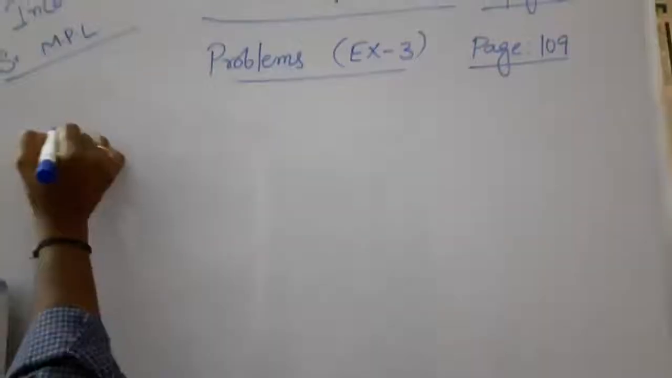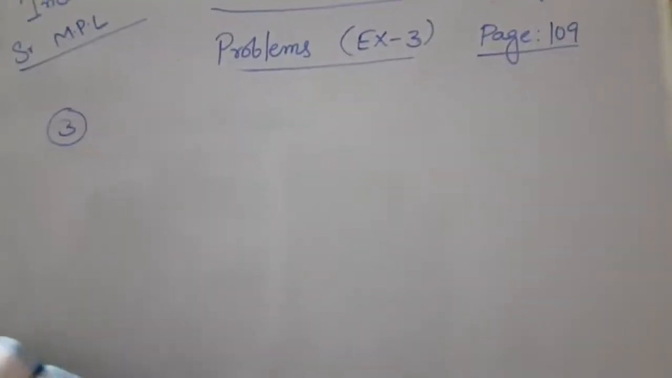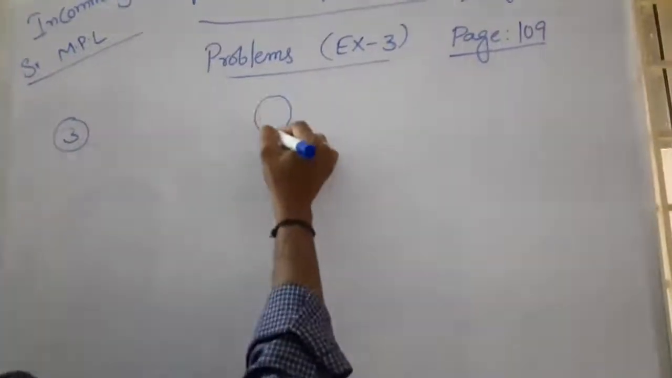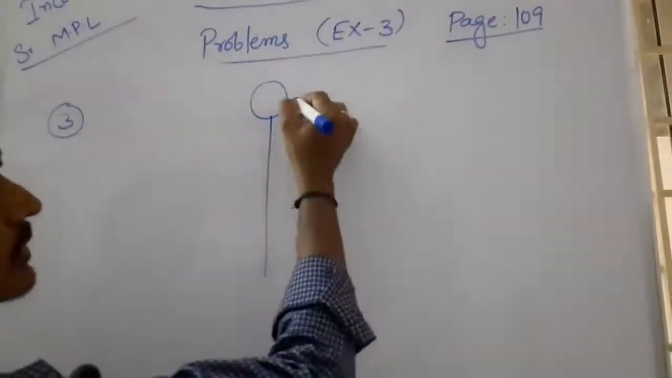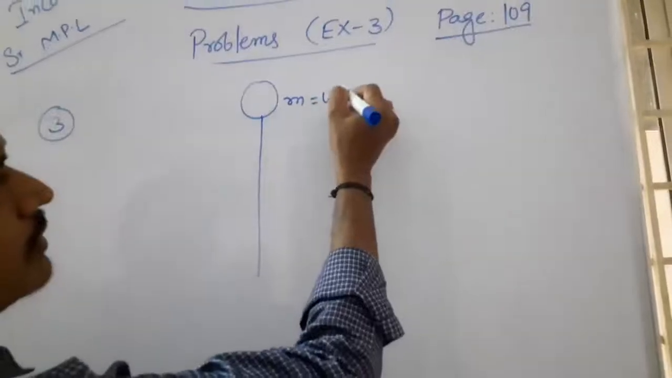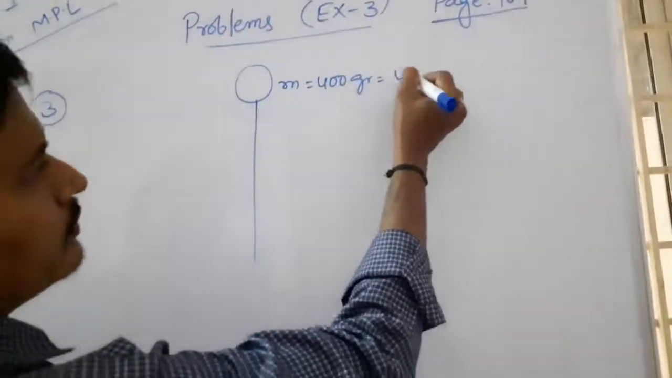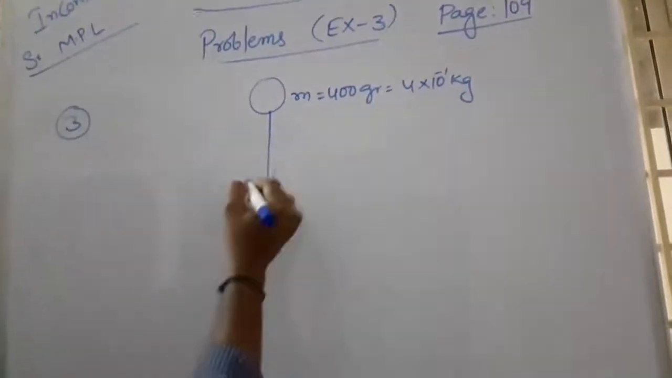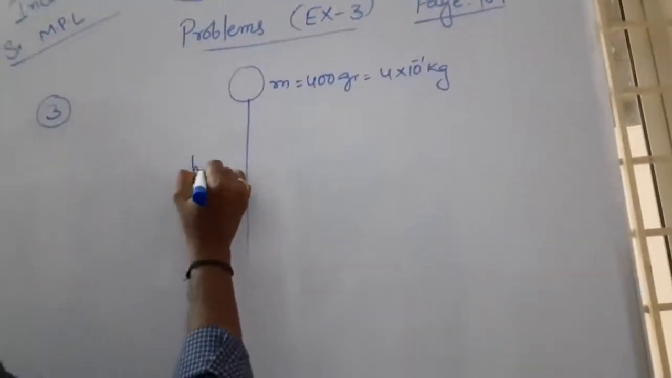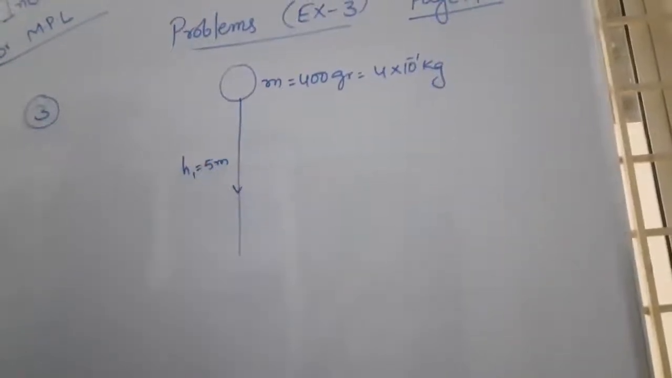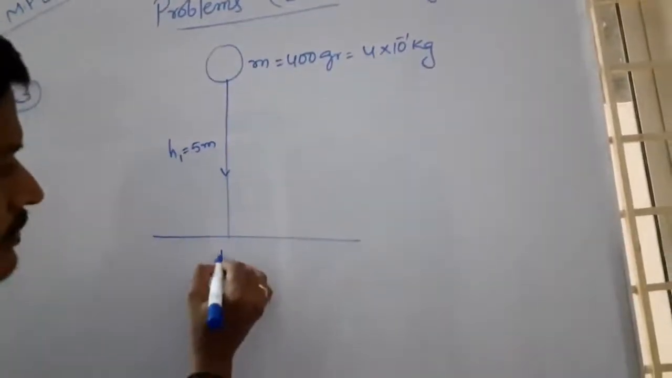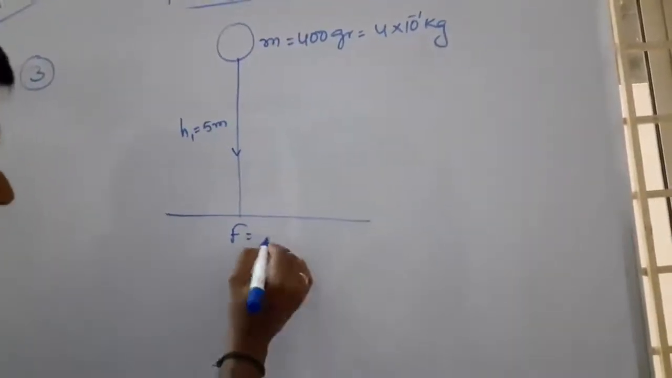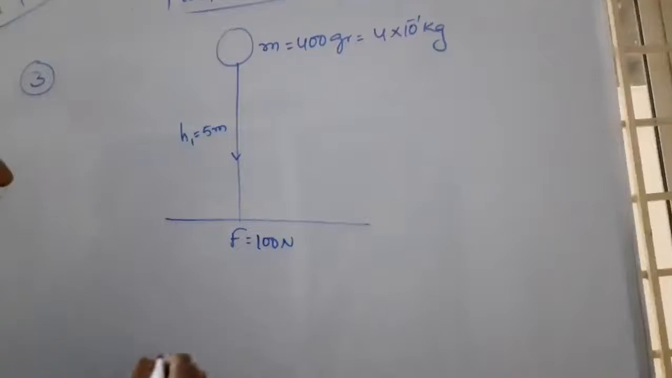Next, the third one: a ball of mass 400 grams. This ball's mass is 400 grams. Convert into kg: 4 into 10 power minus 1 kg. It is dropping from a height H1 equal to 5 meters onto the floor, and the force imparted onto the floor is equal to 100 newtons.